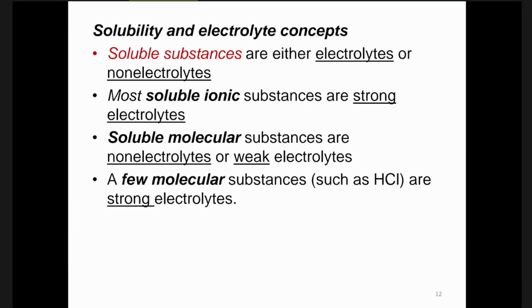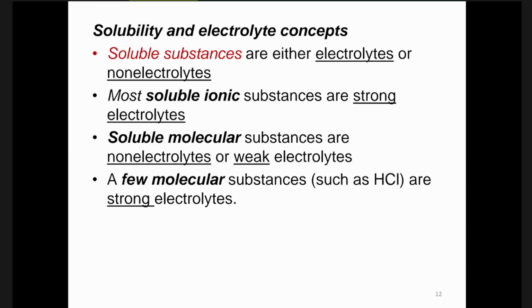Okay, so solubility and the electrolyte concept. Solute substances are either electrolyte or non-electrolyte. Most soluble ionic substances are strong electrolytes, because when you put the ionic substance in, it will get solvated. So you have ions. When you have solvated ions, you have strong conductivity, or you have a strong electrolyte.